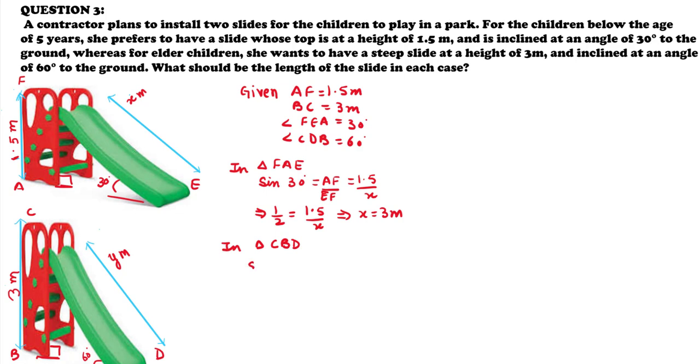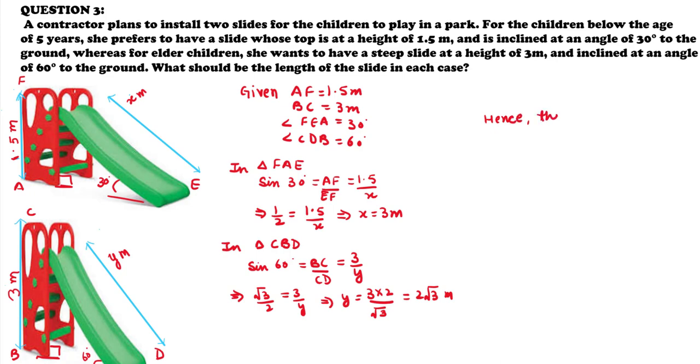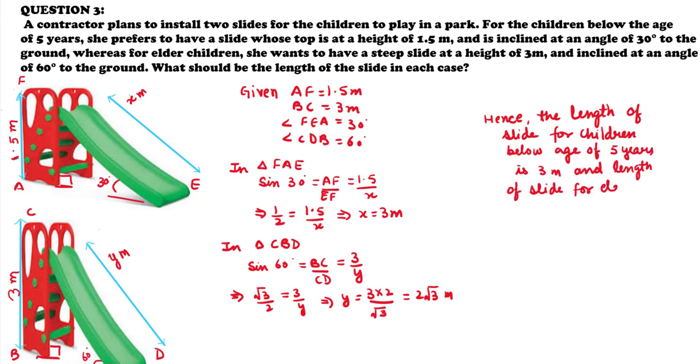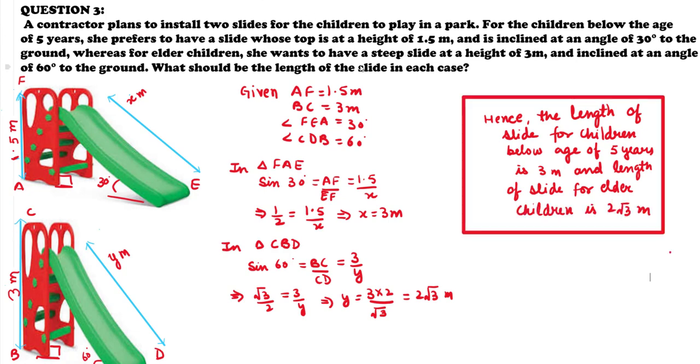Similarly, in triangle CBD, sine 60 degrees is equal to BC upon CD, that is equal to 3 upon Y. That implies root 3 by 2 is equal to 3 upon Y. That implies Y is equal to 3 multiplied by 2 upon root 3, that is 2 root 3 meters. Hence, the length of the slide for children below 5 years is 3 meters and the length of the slide for elder children is 2 root 3 meters.